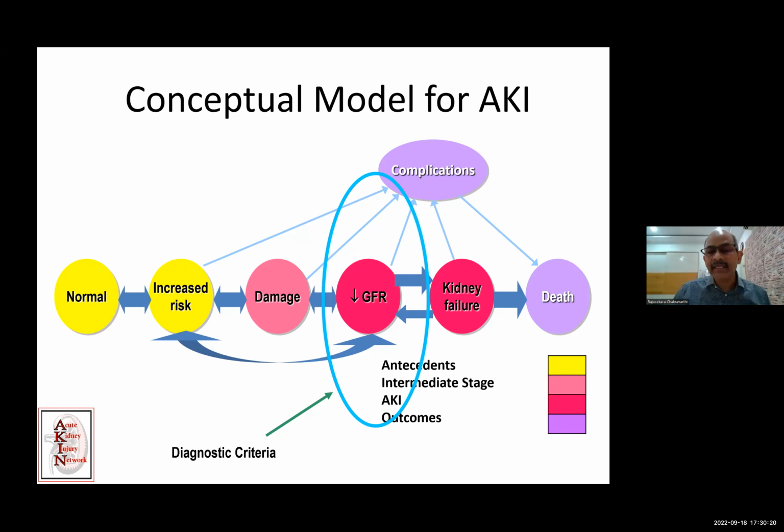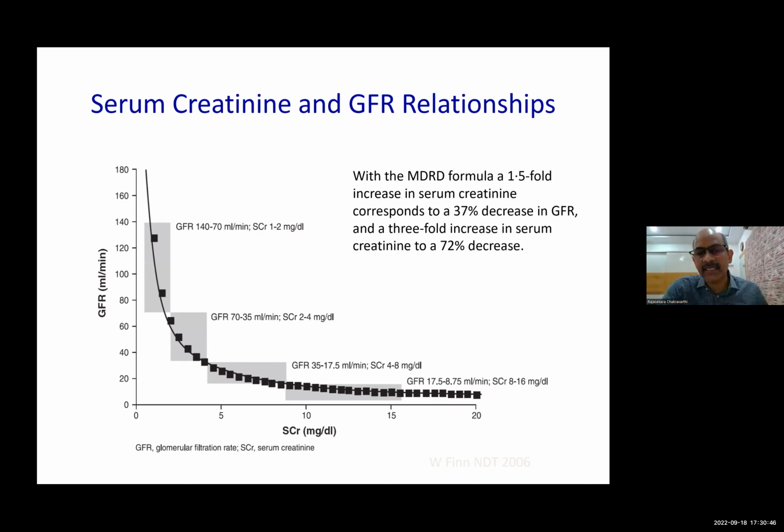So when you look at AKI today, it is equally important to look at when you are diagnosing the AKI, apart from what you are doing to these people in the ICUs. So the conceptual model: we generally pick up AKI after there is an established drop in the GFR, whereas the aim nowadays is to pick them up much earlier without looking at the serum creatinine. So I got this cartoon to drive home the point.